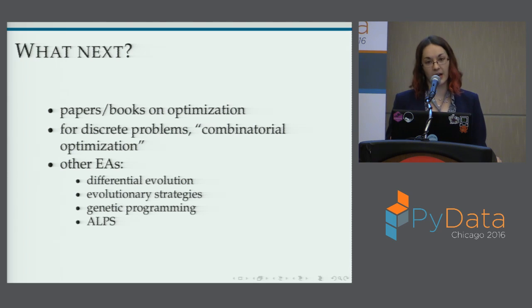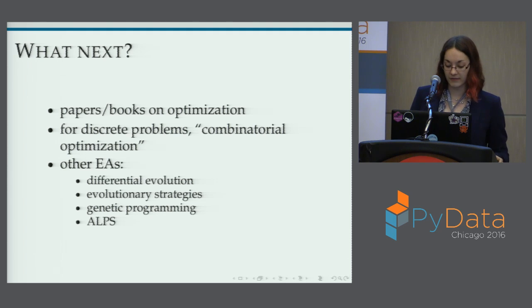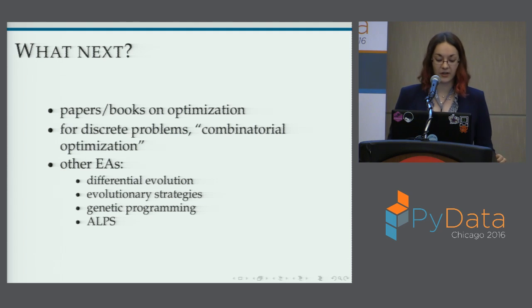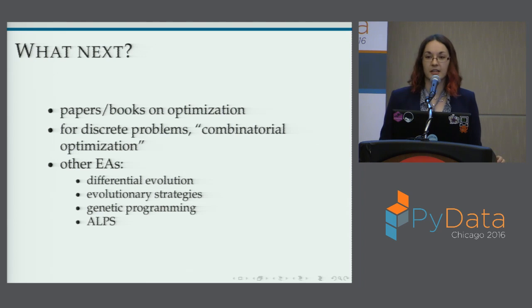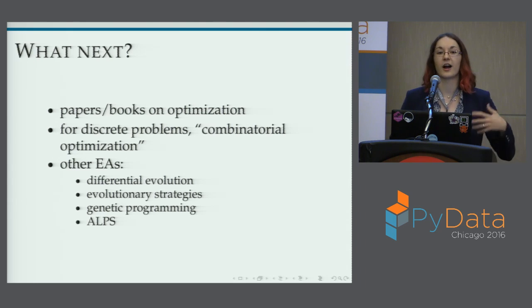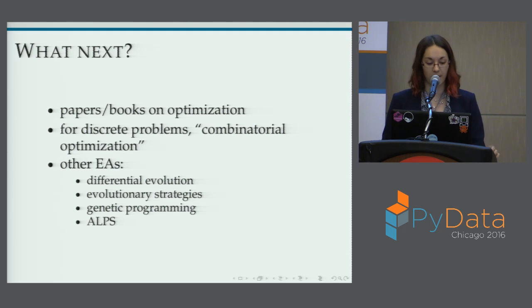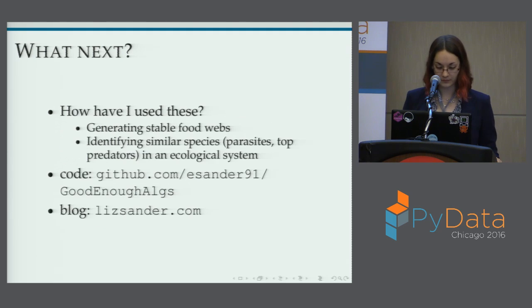There are other evolutionary algorithms that I didn't get a chance to mention, but that are really cool. Differential evolution; evolutionary strategies, which is similar to genetic algorithms, but for floating point and continuous values instead of discrete ones; genetic programming, which lets you evolve functions; and ALPS, or age-layered population structure, which is another complication you can add onto these population-based methods.